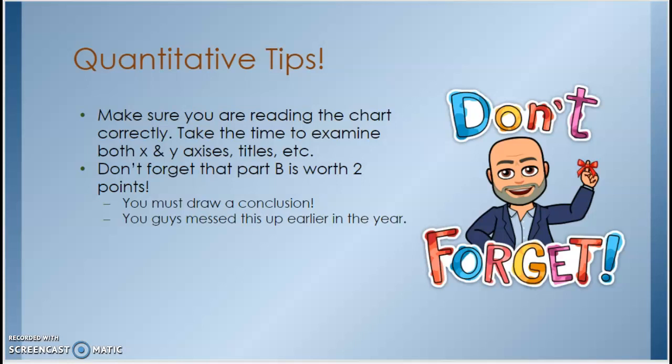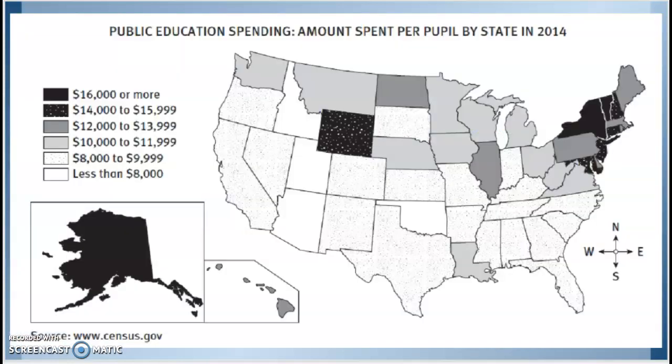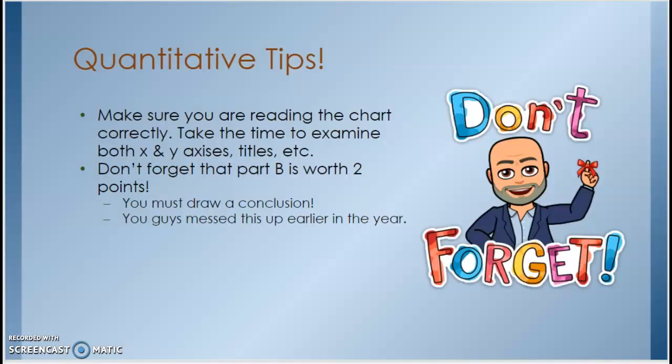Quantitative tips, make sure you're reading the chart correctly. Oh my goodness. Make sure you look at the title. What is it really about? Make sure you understand whatever key they provide you. Take the time to examine it. Don't forget that Part B is worth 2 points, as I've said already. 2 points are contained in Part B. Make sure you're looking for and that you are writing enough to get both of them.